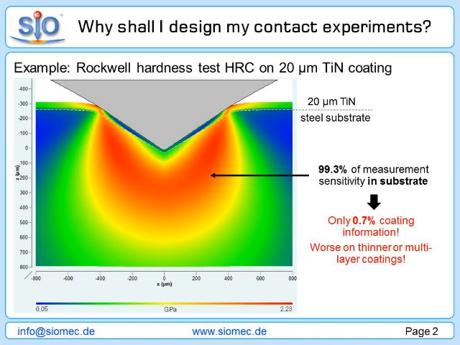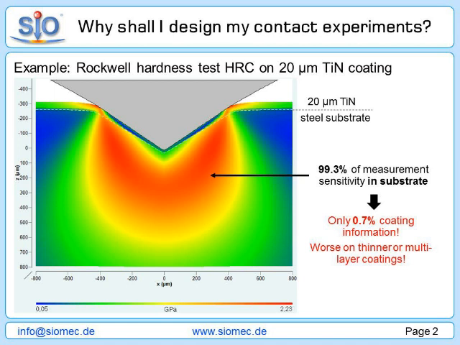And this ratio gets even worse on thinner coatings or more complex coating structures like multi-layer coatings. So it could well be that you end up with measurement information from the coating which is below the level of your noise floor.